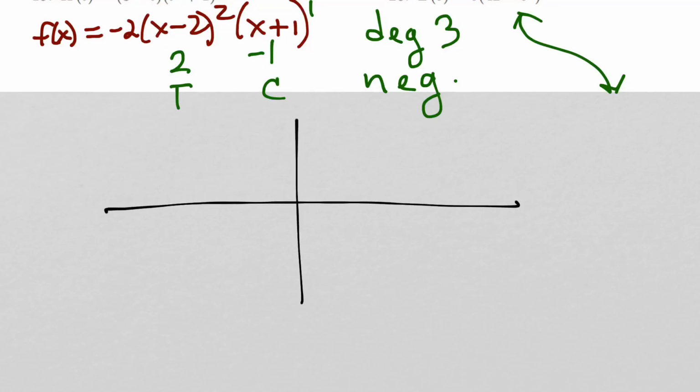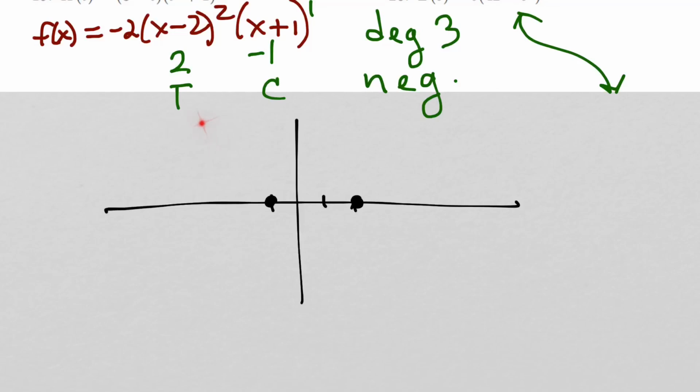Okay, so first we're going to put on our zeros. So we have a 0 at -1 and a 0 at +2. And those are places where the graph will actually touch the x-axis or go through the x-axis. All right, so now looking at our end behavior, we know that this graph has to start up. Okay, and that's over here.